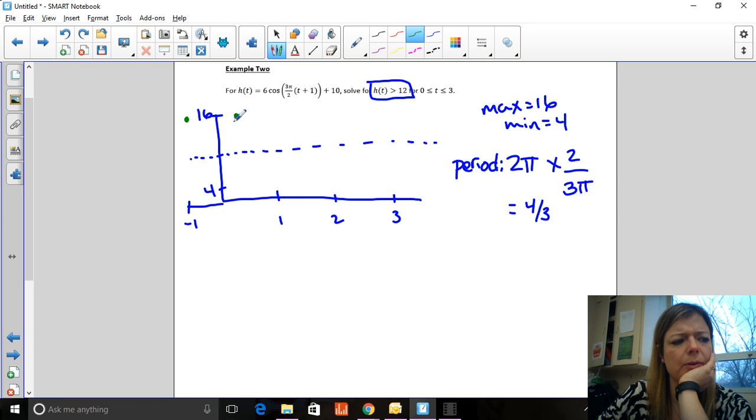Okay, so then I'm going to have another maximum 1 1/3 from there. So 1 1/3-ish. And then over here, I'm going to have another one. Okay, so then my minimums are halfway in between. Okay, and then I can kind of just have fun with graphing this. So it comes up like this.